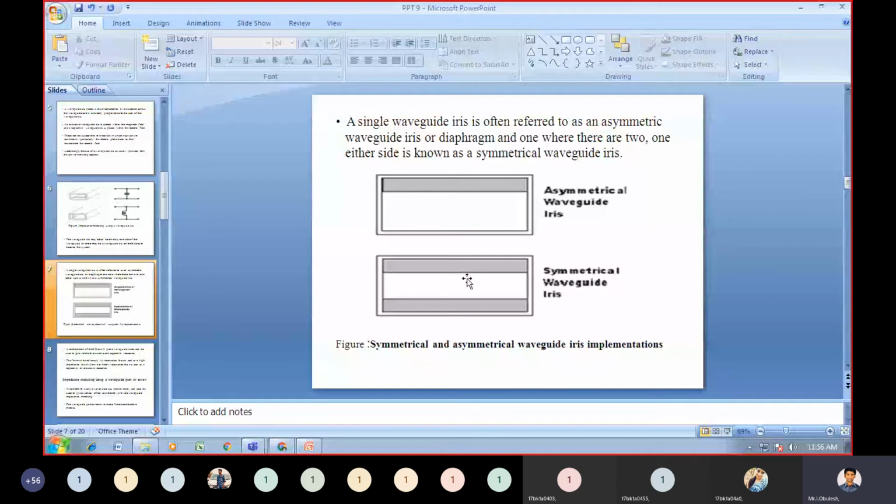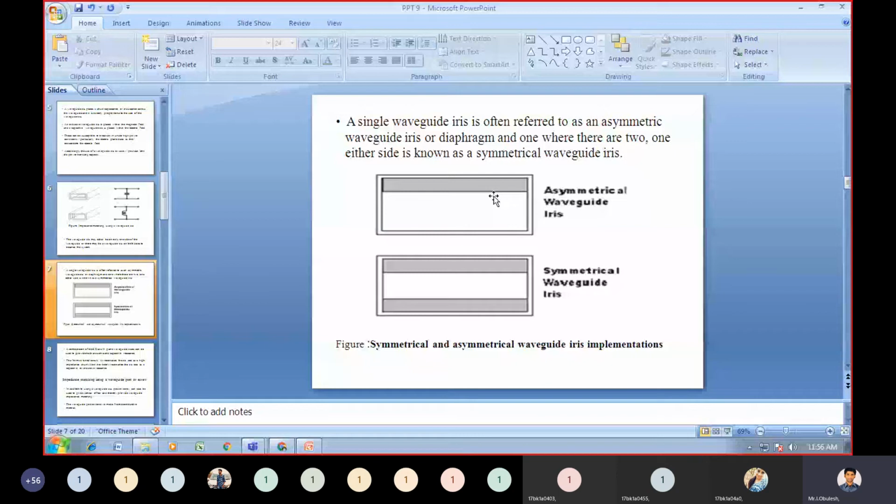The second one is the symmetrical waveguide iris. The first one is the asymmetrical waveguide iris. If you have a single iris, it indicates an asymmetrical waveguide iris. If you have both, upper and lower, top and bottom, it is a symmetrical waveguide iris.